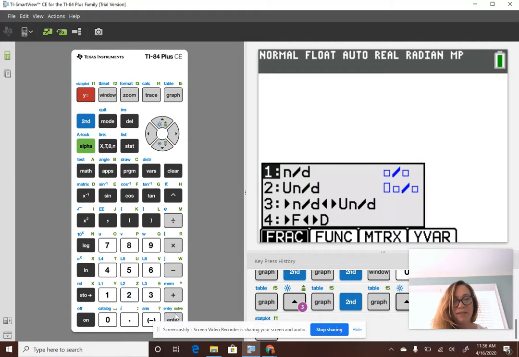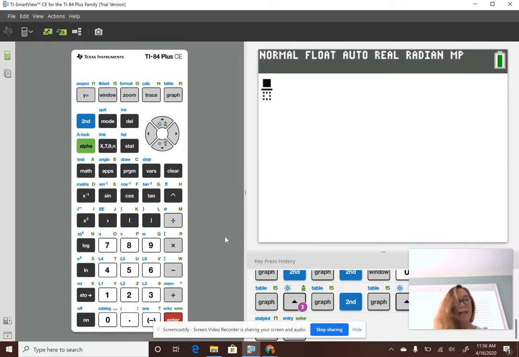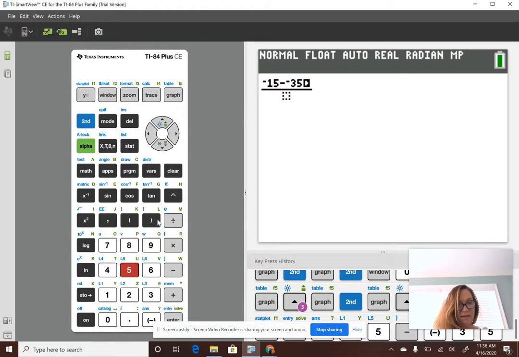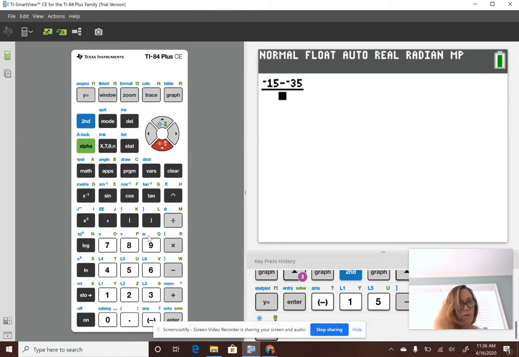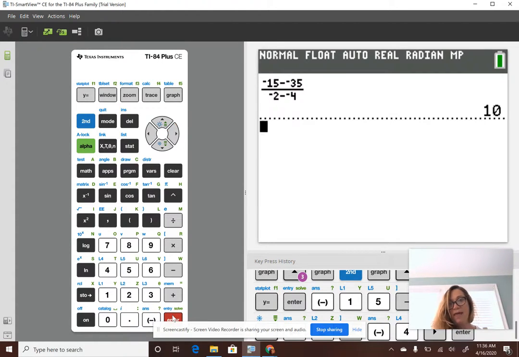So I'm just going to put that into my calculator. So I have y2 being -15 minus -35 over -2 minus -4. And then you hit enter, and that gives me an average rate of change of 10. So what that's saying is that if I connected those 2 points and made a line, that line would have a slope of 10.